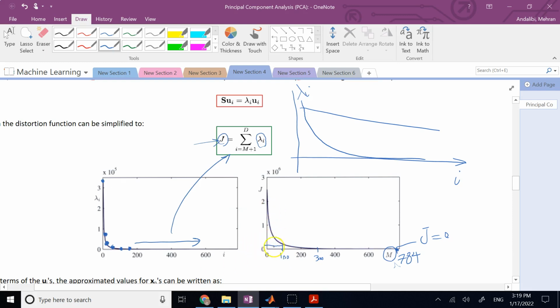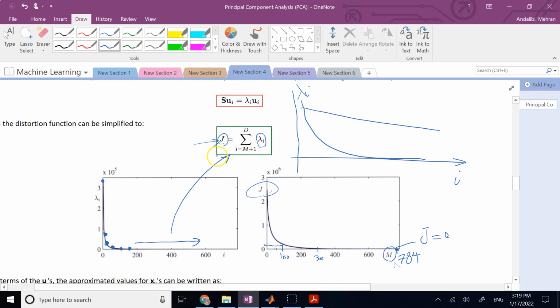Okay, so in this case you clearly see that you need a bunch more components, but depending on how much distortion you can tolerate, you might go even for 50, or 40 or something. So the number of U's, the number of eigenvectors, it's a good idea if you can do this plot, and it's by no means hard. All you need to do is to do this summation.